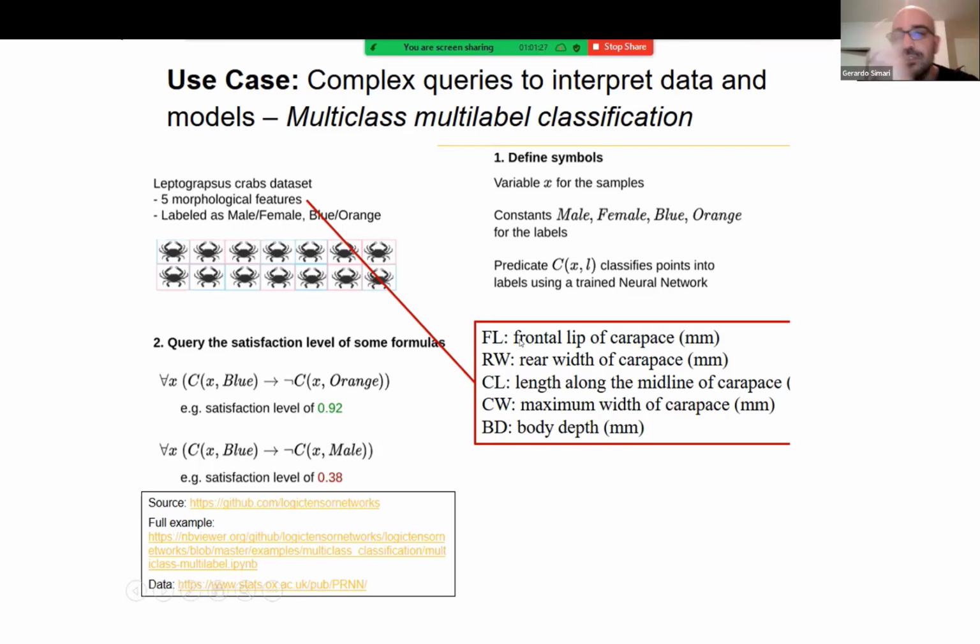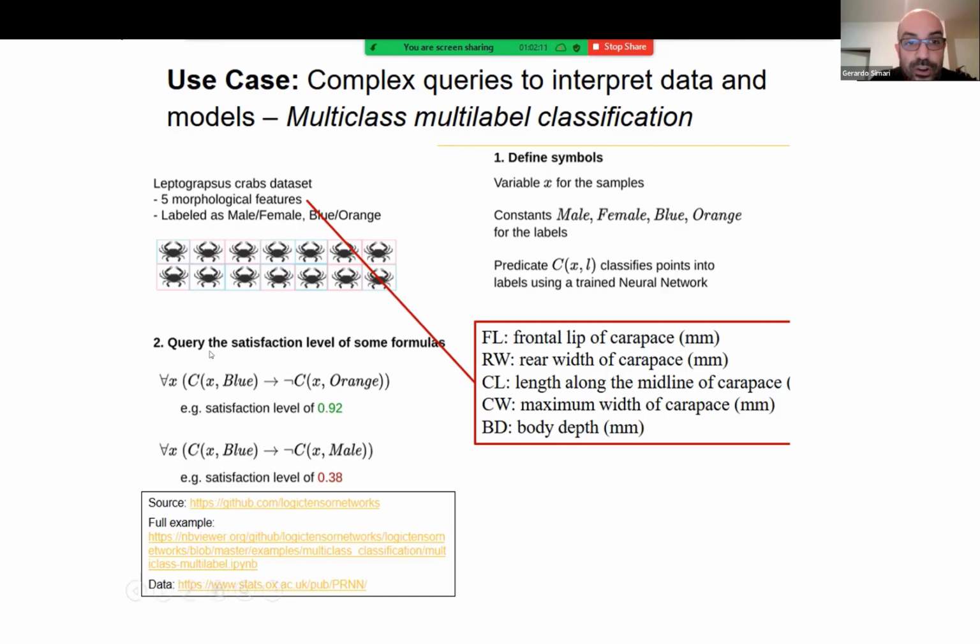In the paper, they don't say exactly what they are, but here I put them for you. The kind of things that they measure: the frontal lip of the carapace in millimeters, the body depth, several measures of these crabs, and they are labeled both as male or female and as blue or orange. So that's why it's multi-label. So you have a predicate that classifies points into labels using a neural network, because there's a lot of data. I think they measured 50 crabs, and you have all the values for each one.